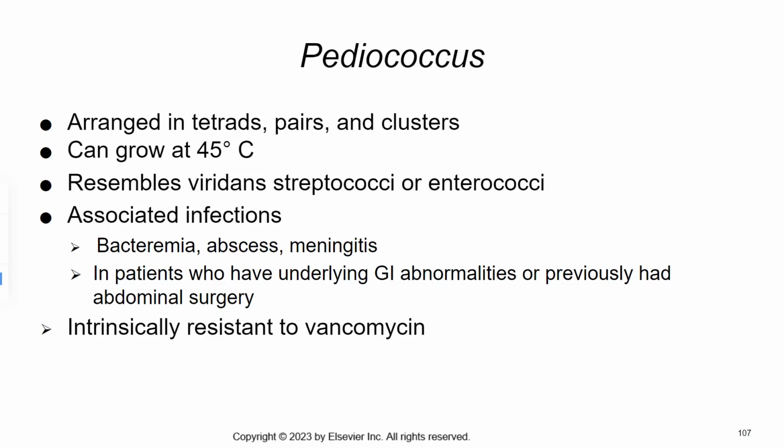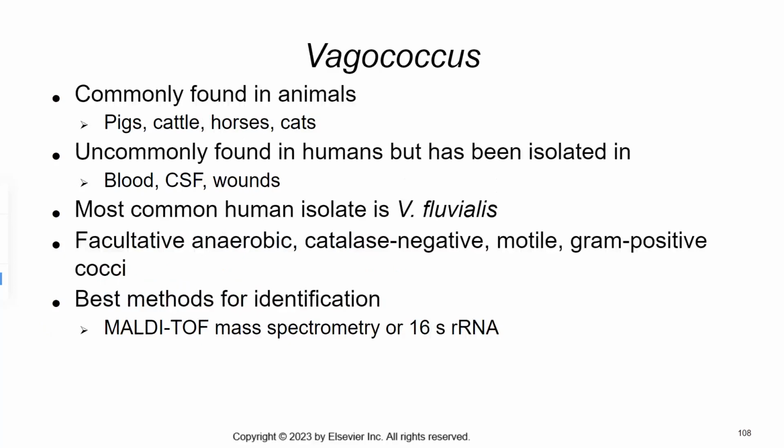Pediococcus, arranged in tetrads, pairs, and clusters, and it can grow at really high temperatures. It resembles the viridans strep. It's intrinsically resistant to vancomycin. Vagococcus is another one of those that can be identified in the MALDI-TOF, but has very little clinical significance. It's found more in animals.